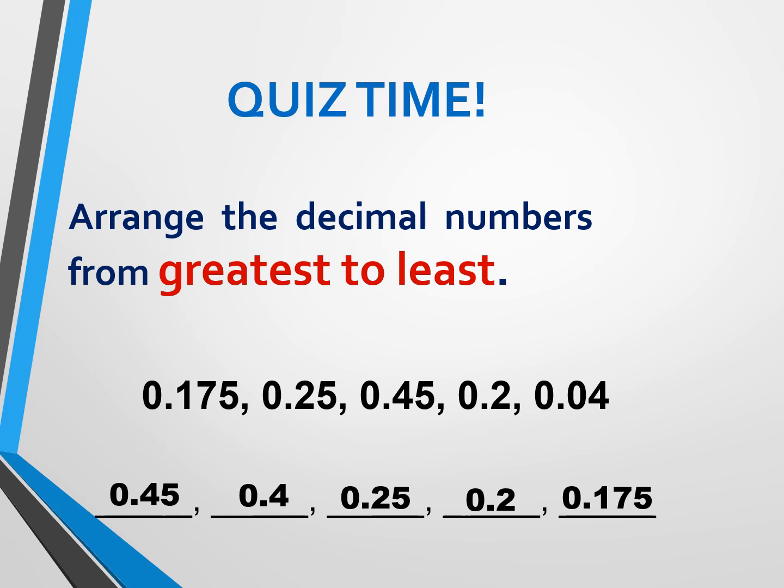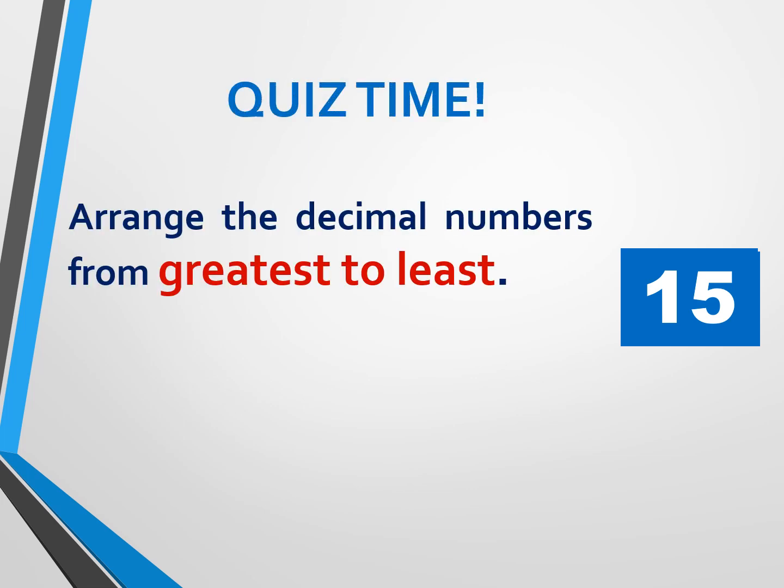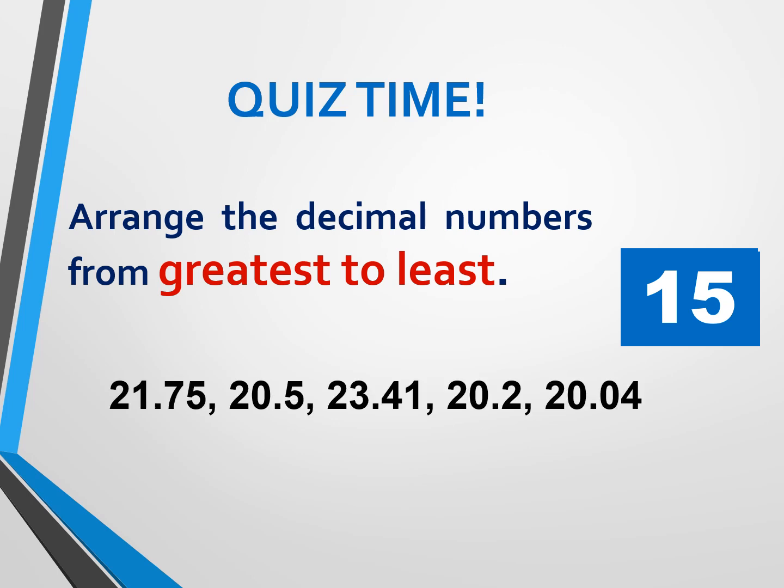Very good. And finally, the last item, still arrange the decimal numbers from greatest to least. Here are the list of numbers: 21 and 75 hundredths, 20 and 5 tenths, 23 and 41 hundredths, 20 and 2 tenths, and 20 and 4 hundredths. You are given 15 seconds to arrange the numbers from greatest to least. Your timer starts now.